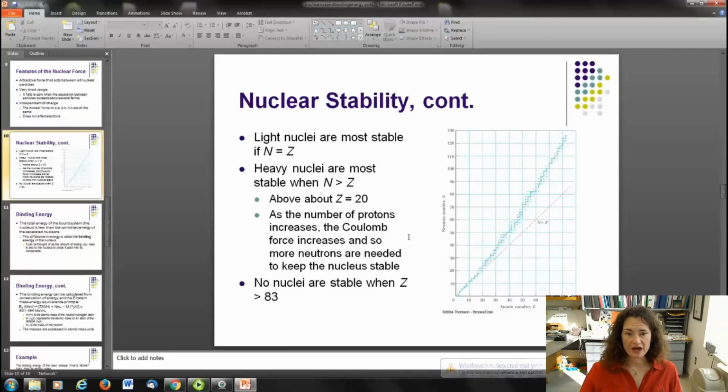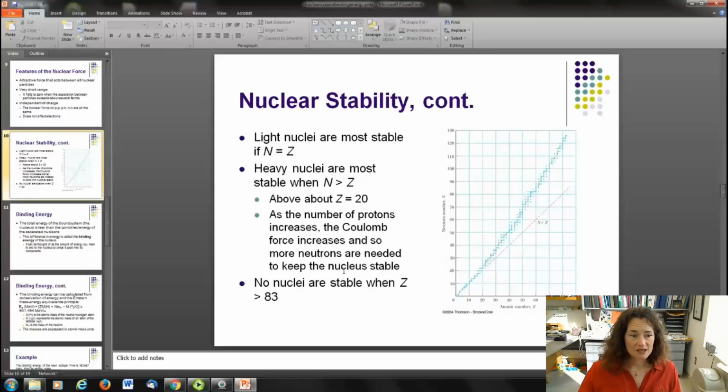So heavy nuclei are most stable when the number of neutrons exceeds the number of protons, and that happens when Z gets above about 20 or so. Now no nuclei are stable when Z is greater than 83. After you pass that, you have natural radioactive elements. They just don't stick together anymore.